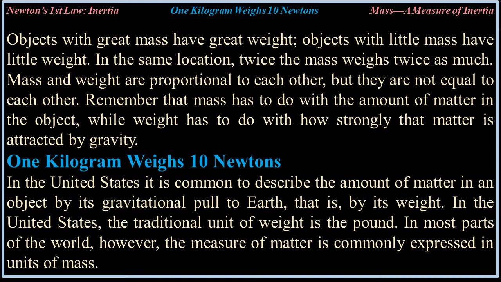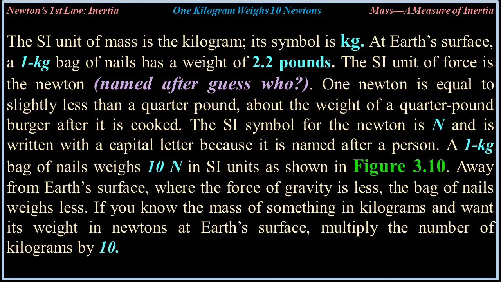In the United States, it is common to describe the amount of matter in an object by its gravitational pull to Earth, that is, by its weight. In the United States, the traditional unit of weight is the pound. In most parts of the world, however, the measure of matter is commonly expressed in units of mass. The SI unit of mass is the kilogram. Its symbol is kg. At Earth's surface, a 1 kilogram bag of nails has a weight of 2.2 pounds.